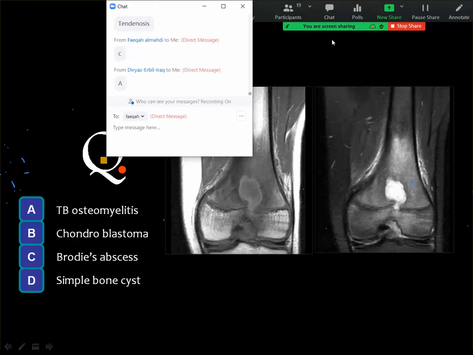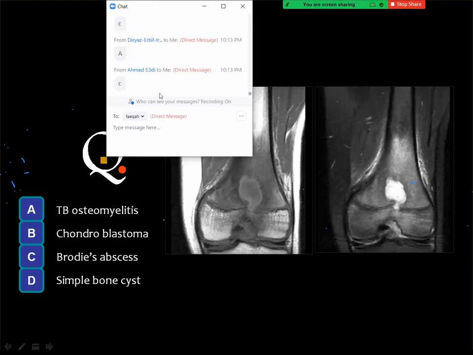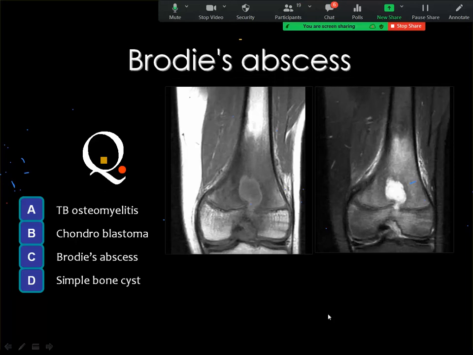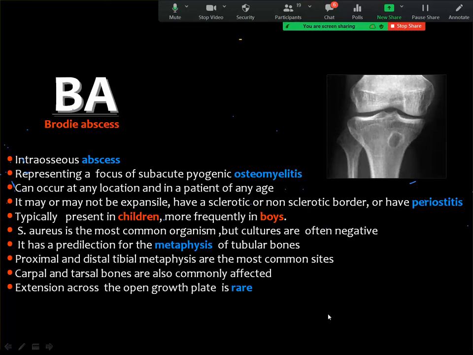C, which means the Brodie's abscess, and yes, C is the Brodie's abscess. The answer is right. This is an intramedullary lesion with a high signal margin in the T1 weighted image, surrounded by evident bone marrow edema, as you can see in the T1 and the STIR images. This is the classic appearance of Brodie's abscess.